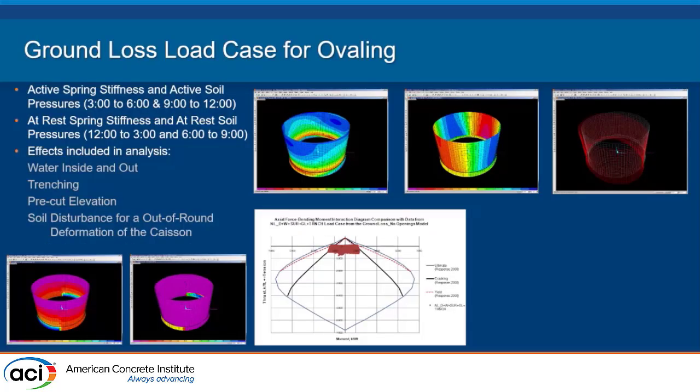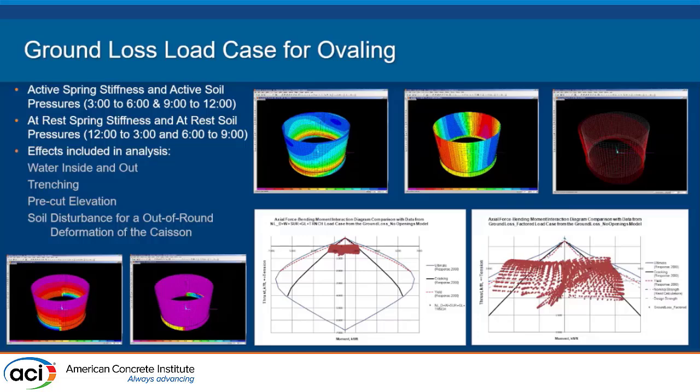But we decided instead of modeling the exact behavior, we looked at the different conditions that might happen during sinking, an ovaling condition. So we put on active spring stiffnesses and active soil pressures from 3 to 6, 9 to 12, if you think about a clock. And then we put at rest in the other quadrants, and that created an ovaling condition. We looked at the model, made sure that it's performing as intended. It is ovaling. And then we looked at the results to understand how the moment axial force interactions were happening.